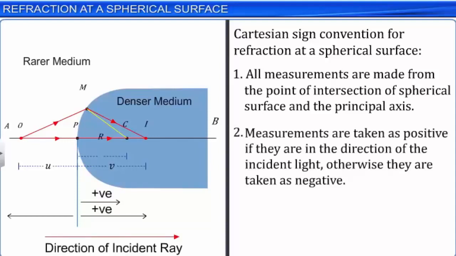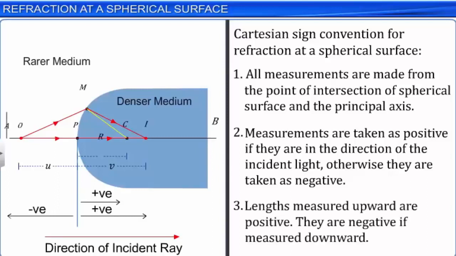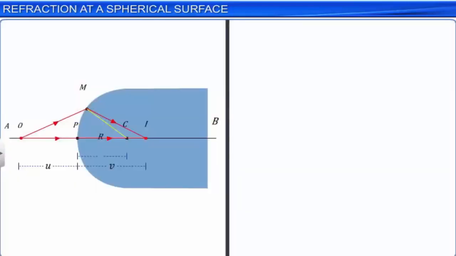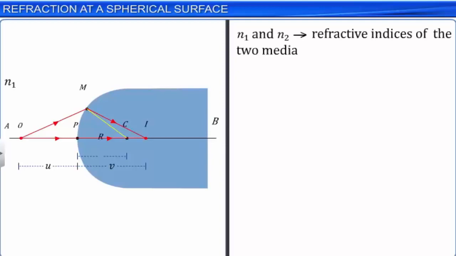Let us now derive an object-image relationship for a spherical surface. Let the refractive index of the rarer medium be n1 and the refractive index of the denser medium be n2. If the aperture of the spherical interface is small when compared to the object distance u and the image distance v, then the following approximations can be made. 1. Arc PM can be taken as a line perpendicular to the principal axis. 2. The angle of incidence and the angle of refraction are very small, and hence tan and sine functions of these angles are approximately equal to the respective angles.